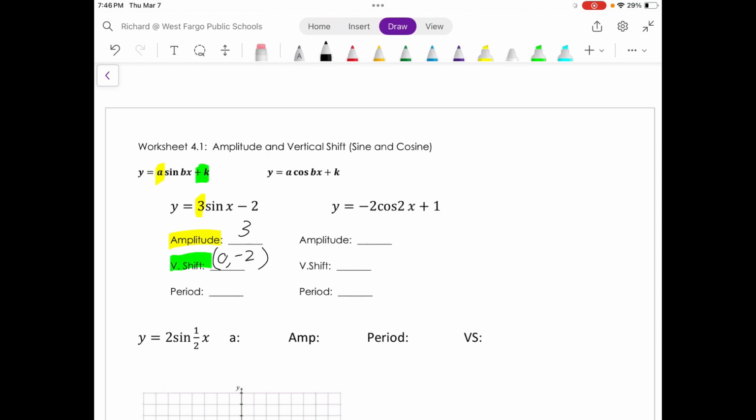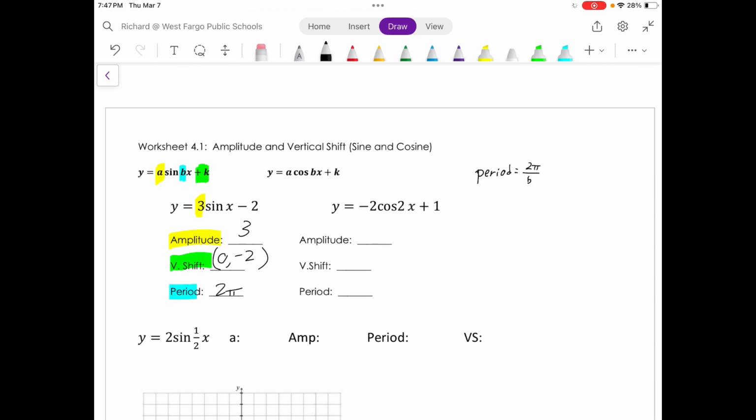And then we will also be finding our period, which is 2 pi over b. It's not the same as the other two, like amplitude and vertical shift. You do have to calculate period. You can't pull it straight from the equation. So in our case, our b is going to be 1. So we're going to have 2 pi over 1, which will just be 2 pi.